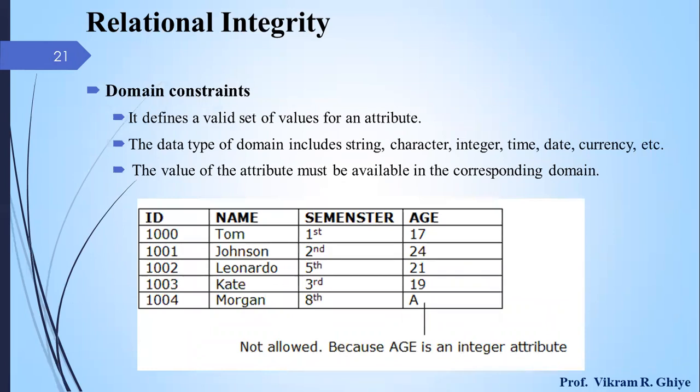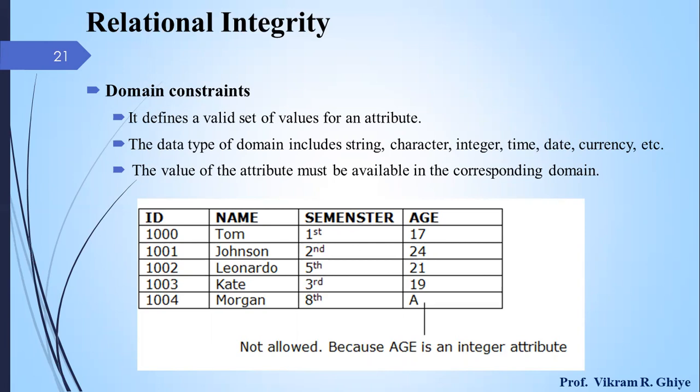In the domain constraint, what is going to happen? Here it is explained with respect to a particular table. That table can act as a database, so the database is given over here. The domain constraint defines the valid set of values for an attribute. The data types of the domain include string, character, integer, time, date, currency, etc. We have seen this during the implementation of our database.